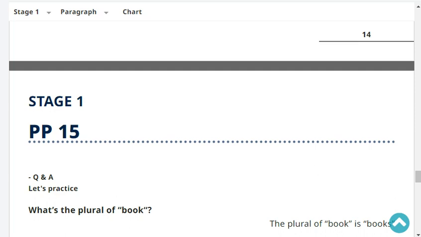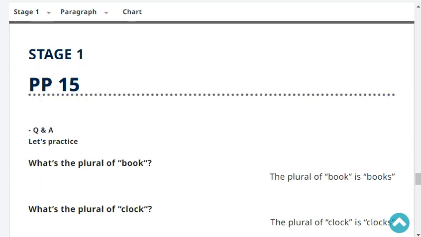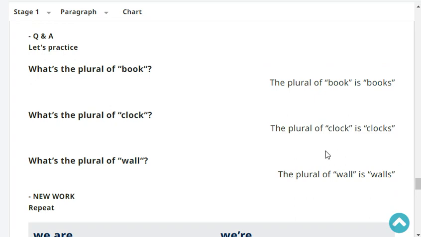What's the plural of book? The plural of book is books. What's the plural of clock? The plural of clock is clocks. What's the plural of wall? The plural of wall is walls.